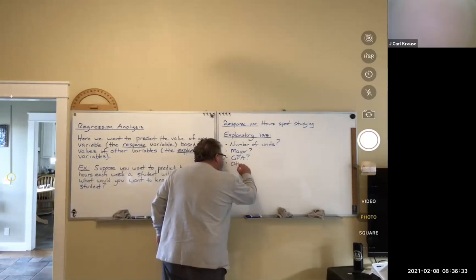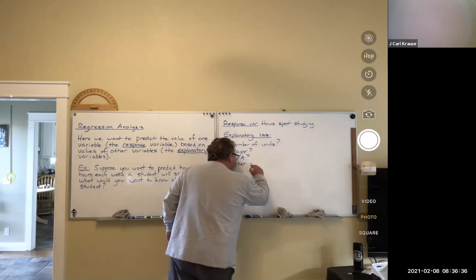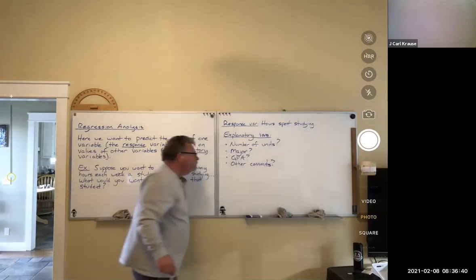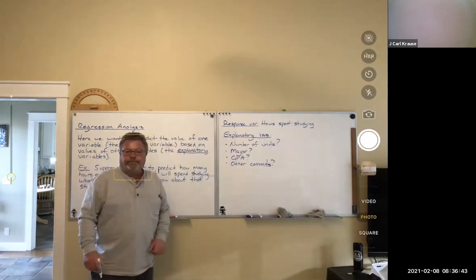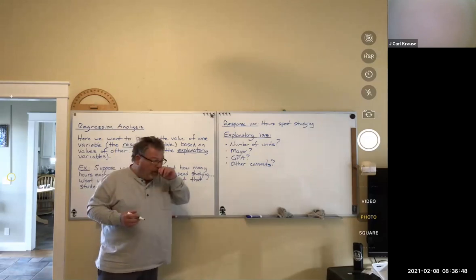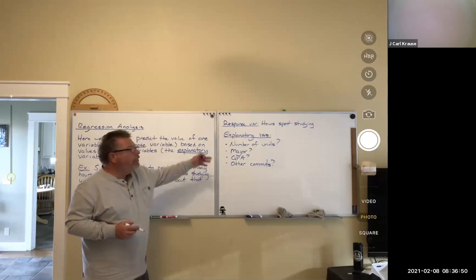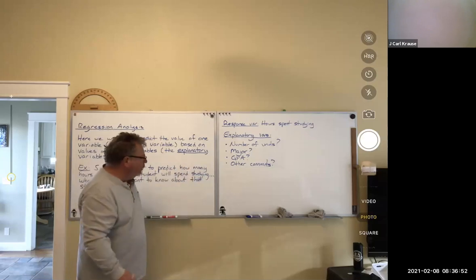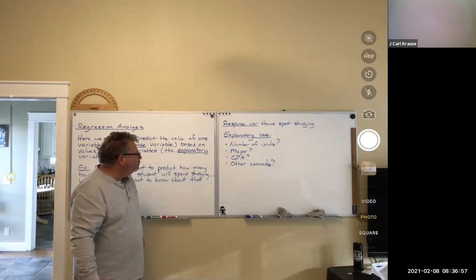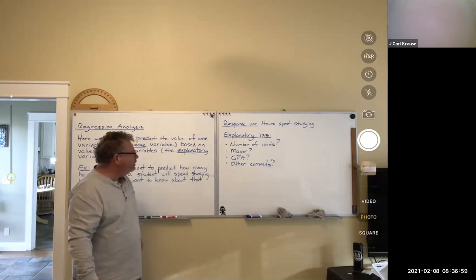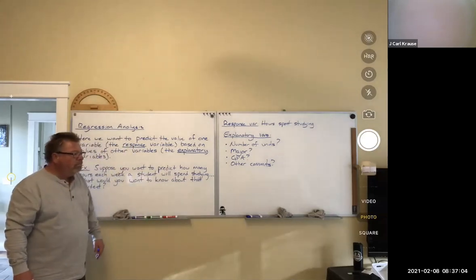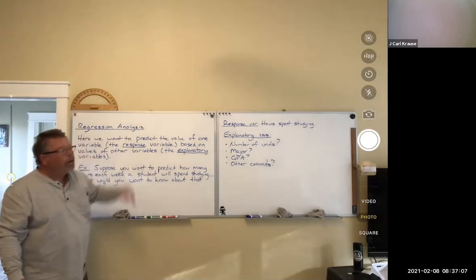So how about other commitments? Are they working? Do they have children or parents that they're taking care of? Something like that. So are there other outside commitments? I don't know. Anything else jump out at you that you might want to ask this student? Nah. So there's four.